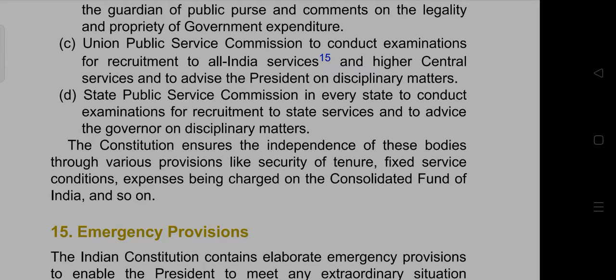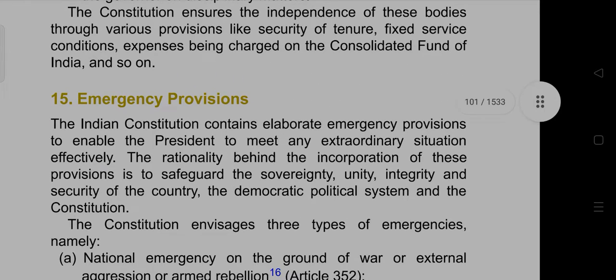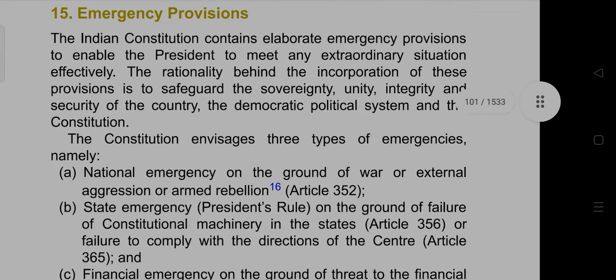D. State Public Service Commissions in every state, to conduct examinations for recruitment to state services and to advise the Governor on disciplinary matters. The Constitution ensures the independence of these bodies through various provisions like security of tenure, fixed service conditions, expenses being charged on the Consolidated Fund of India, and so on.